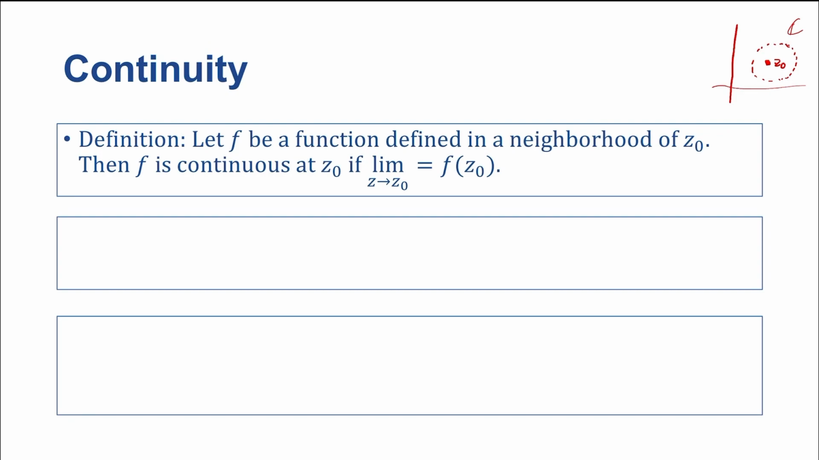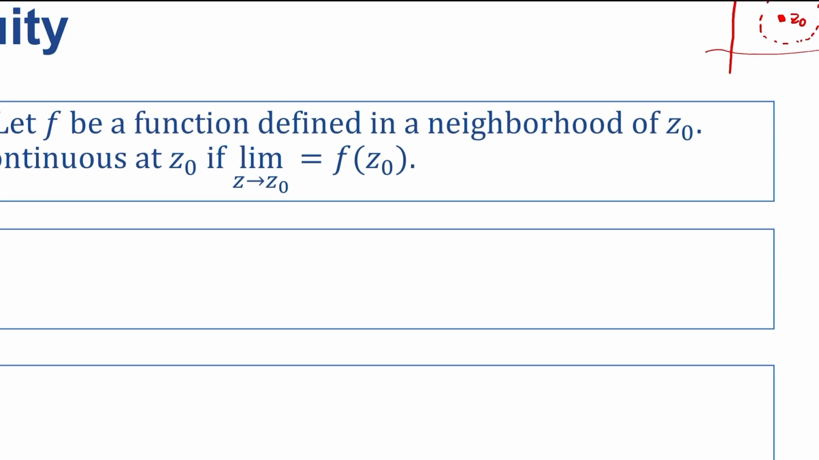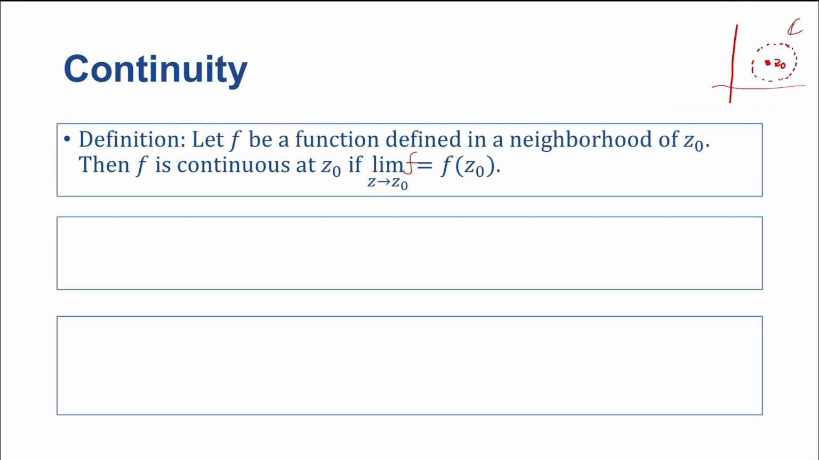So if f is defined in the neighborhood of z0, then f is said to be continuous at z0 if the limit as z approaches z0 of f of z is equal to f of z0. Bad notation, I should have put the function in here, but that's okay. We'll leave it there for now. Anyways, so that is our definition for continuity, which should make sense.